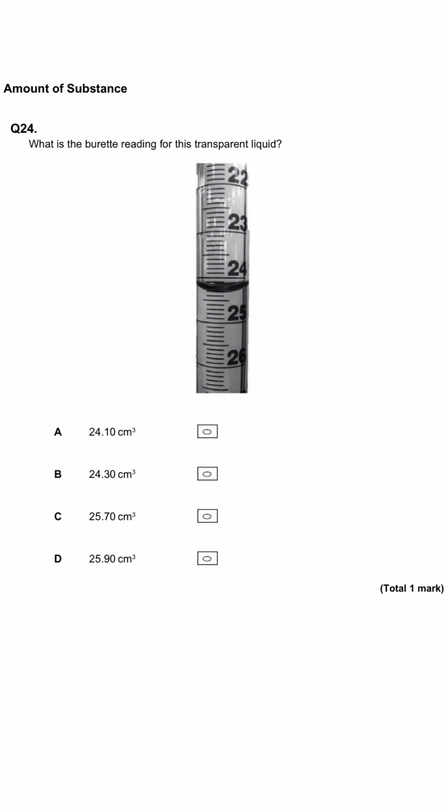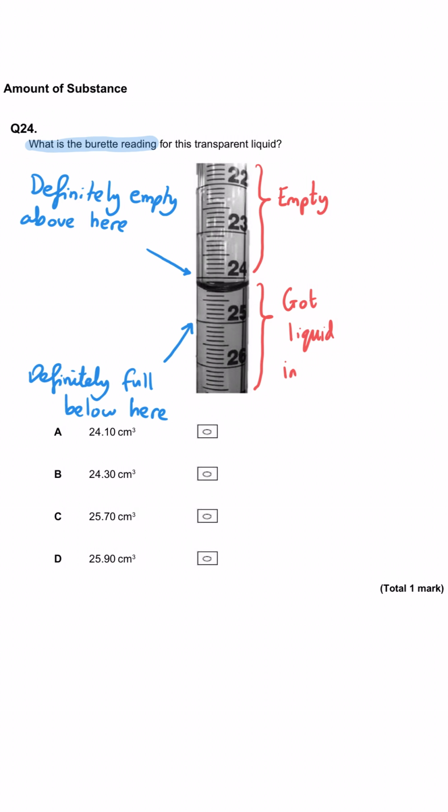This question is asking us what the burette reading is for this transparent liquid. Now, burettes are funny because they're numbered in a sort of way that looks upside down. And first of all, we need to note that the liquid's layer is between 24 and 25. So that means we can rule out C and D because that would actually have the liquid much lower down, round about here. And then we next need to look for the meniscus of the liquid.